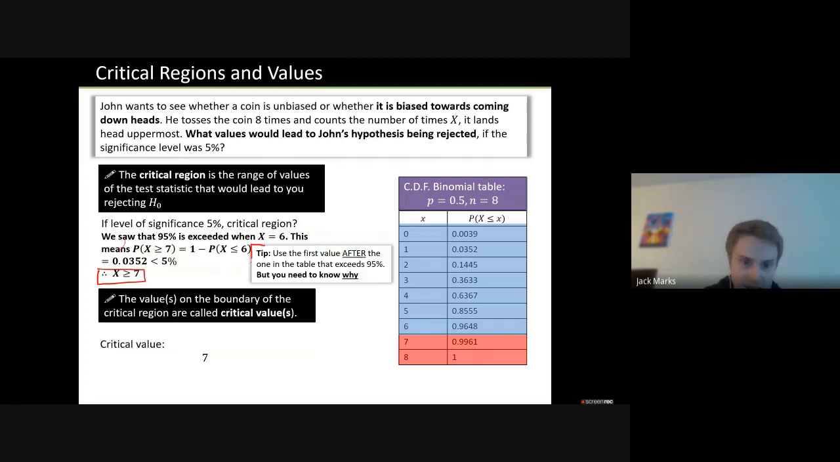There is a shortcut attached to this, which is when you look at these numbers here, you can use the first value after the one that exceeds 95%. So what's the first one that goes above 95%? It's 6. So the one after that is 7. This is a shortcut that you can use. Why does it work? It works because of how you find the probability of 7 or more. That's 1 minus the probability of the thing before. That's why this method works.